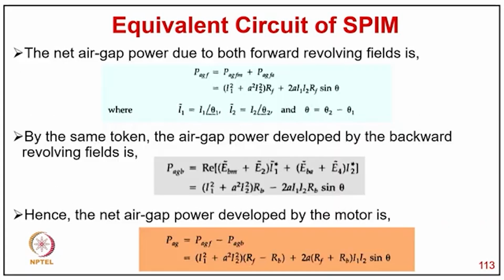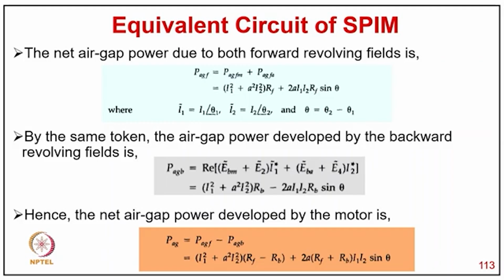So you can find out the net air gap power due to the forward field: P_AGF equal to P_AGFM plus P_AGFA, and that is equal to (I1 square plus A square I2 square) R_F plus 2 A I1 I2 R_F sin theta, where I1 equal to I1 angle theta 1 and I2 equal to I2 angle theta 2, and theta equal to theta 2 minus theta 1.